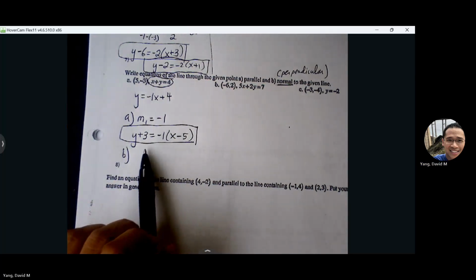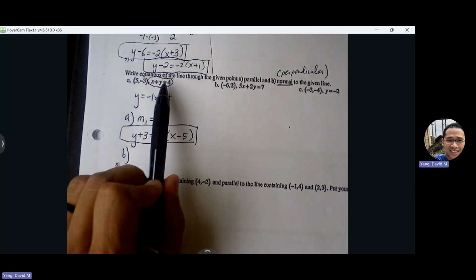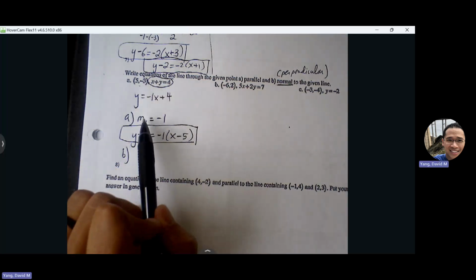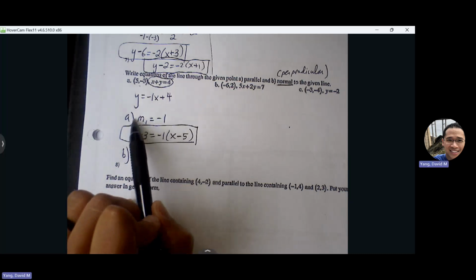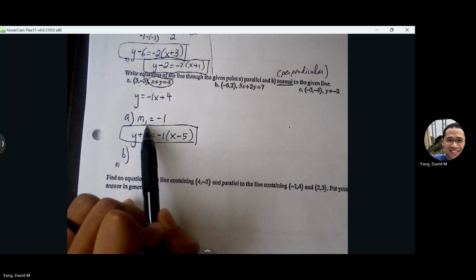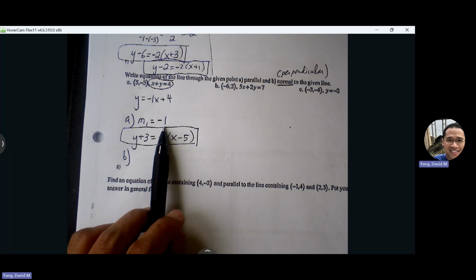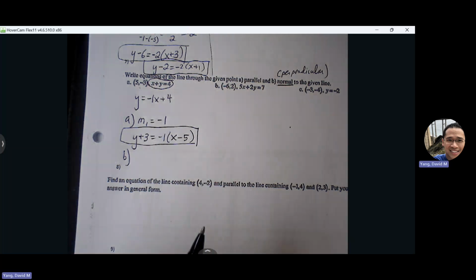Part B, I want my equation to go through this point, but now I want something that is perpendicular to the slope. How do we find perpendicular slope? Reciprocal, right? So we've got to do 2 things here. You have to change the sign, and you have to get the numerator and denominator to swap. So if I take the reciprocal of negative 1, it's still negative 1, but I have to change the sign. So my new slope is 1. So I'm going to use this slope and this point.